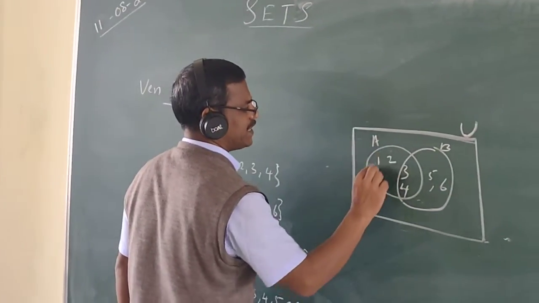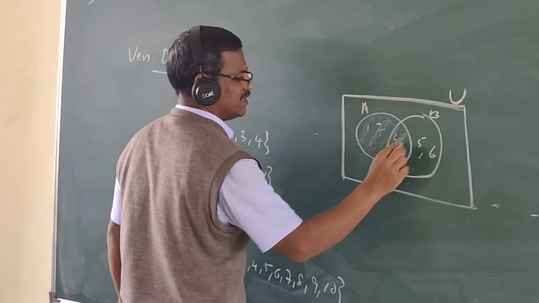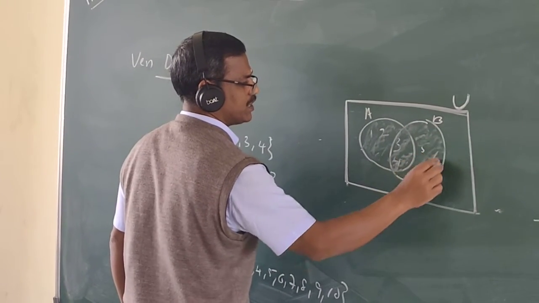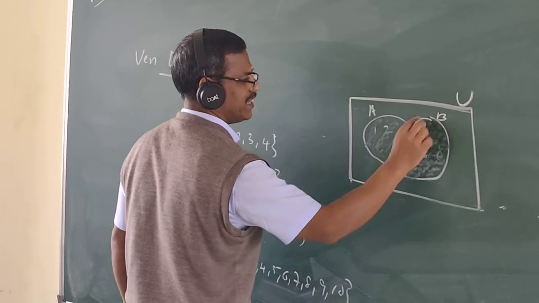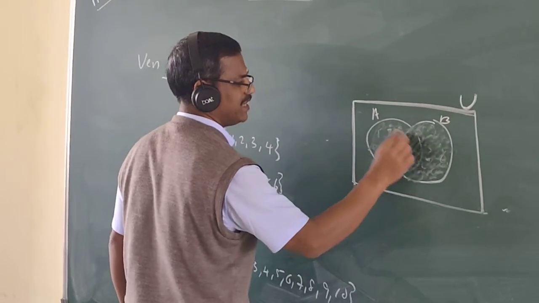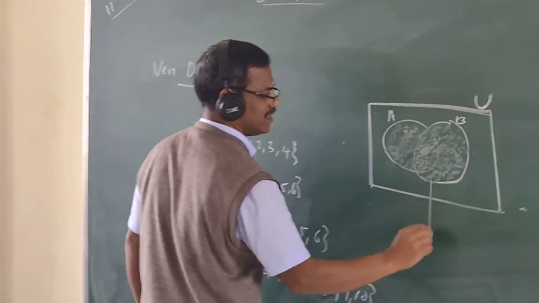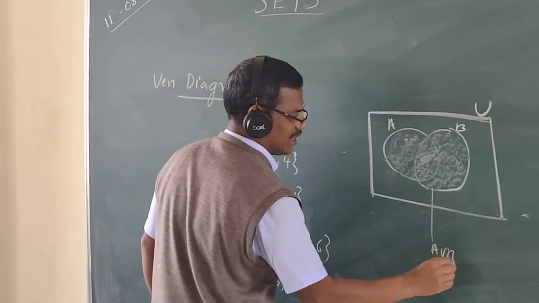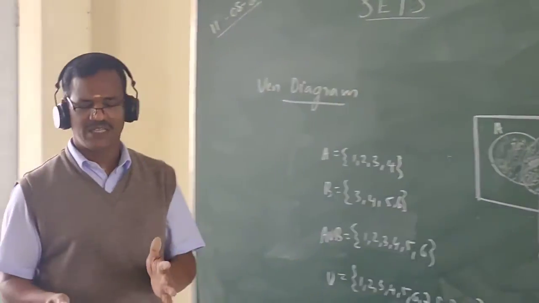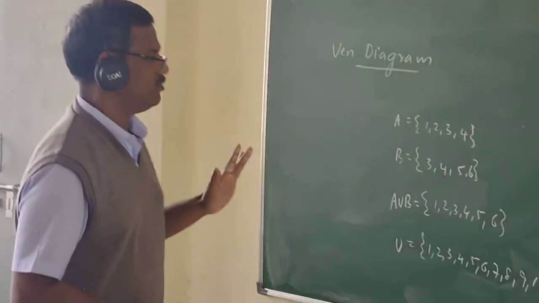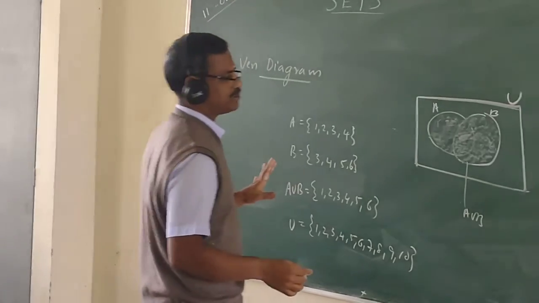So if I shade this full, this portion represents A union B. This is A union B. This way of representing a set by using a diagram, we call it as A union B.